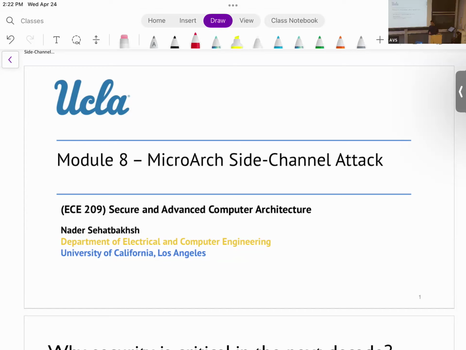But from now on, we're going to switch mostly into the security aspects of microarchitecture. Now we have built all this knowledge about advanced topics. Let's actually dive into security. Any questions before we get started? All right.